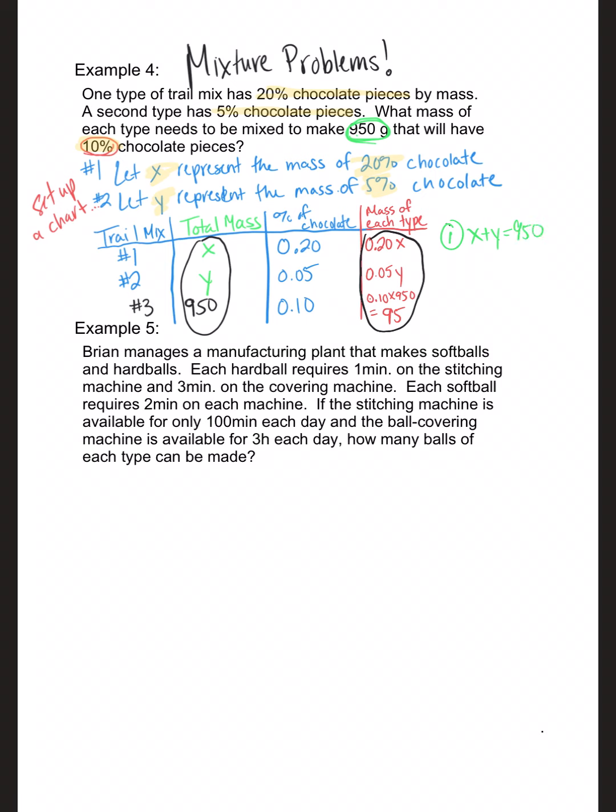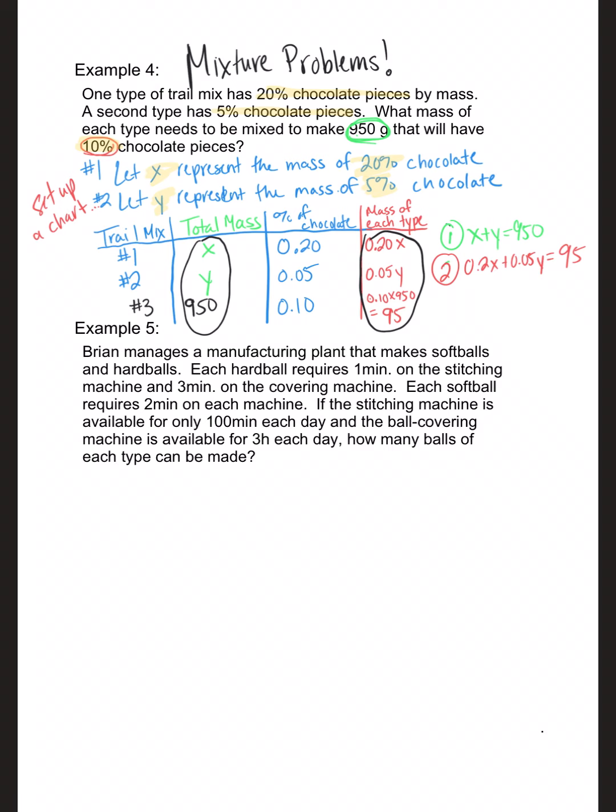And then in terms of the mix of each type, we have 0.2x plus 0.05y is going to equal 95. All right, and that's how you set it up using a table.